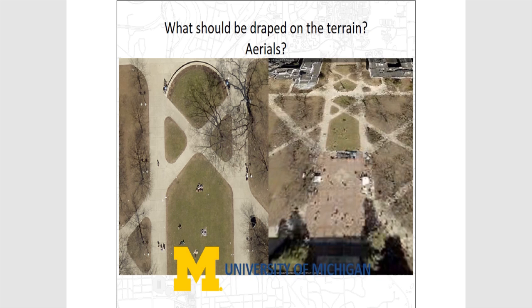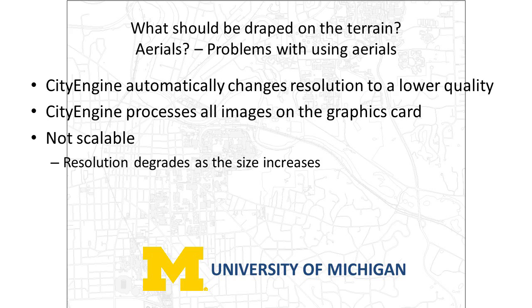Now at the UC, they said they were working on that, and in 2016 they're supposed to be addressing part of this issue. But aerials weren't really a very good option for us for what we were trying to represent. As I mentioned, CityEngine automatically changed it to a lower resolution. Another issue is that CityEngine processes all of its images on the graphics card. So you need a fairly beefy graphics card, and this is true with almost all 3D products, to be able to hold the images in there.